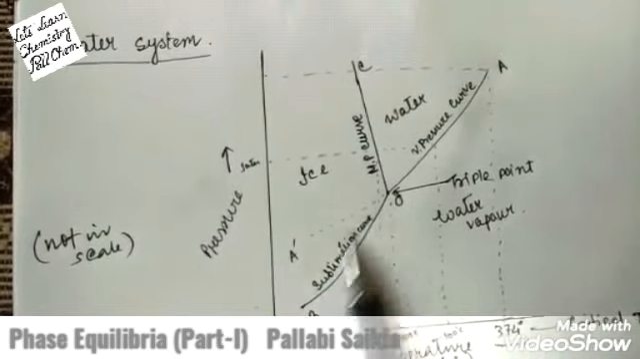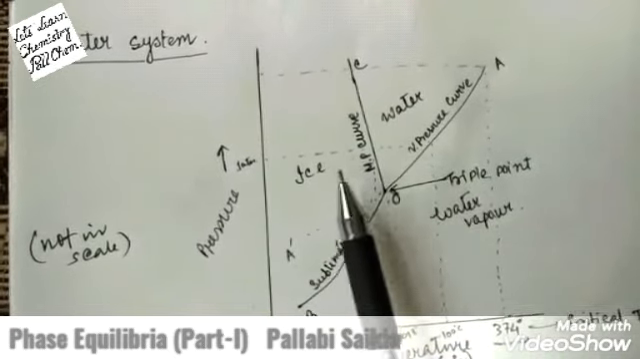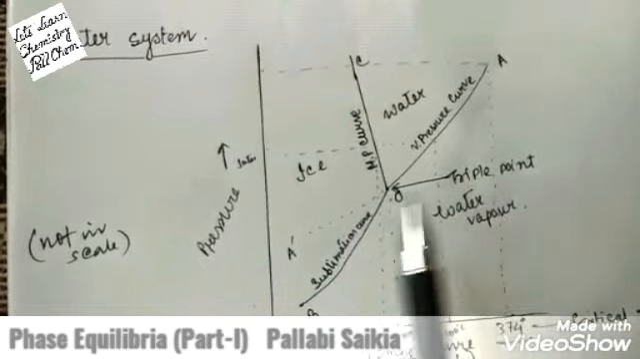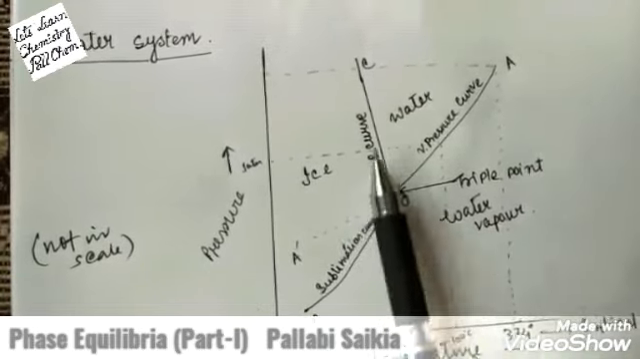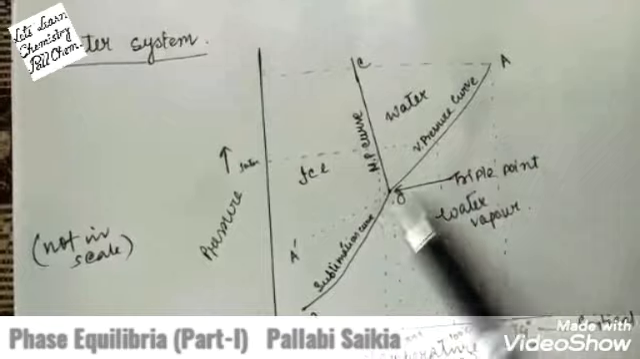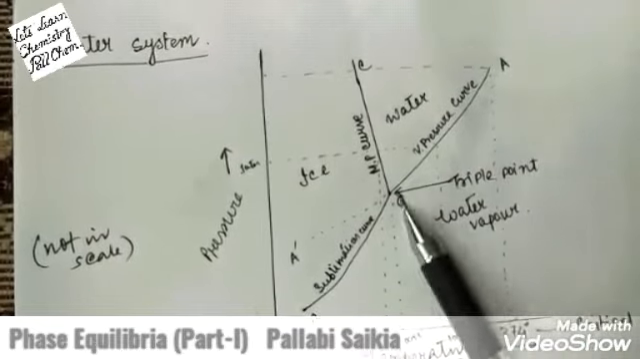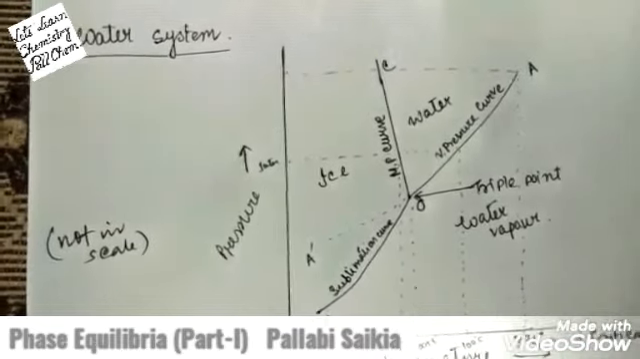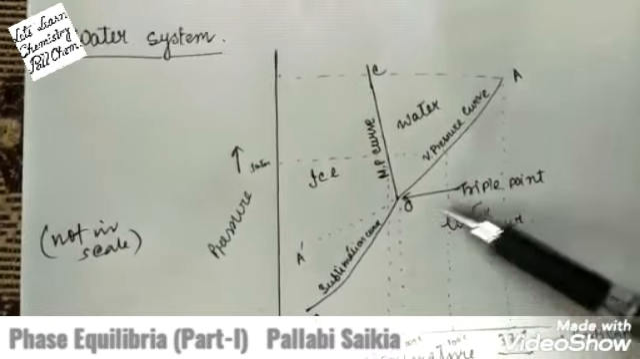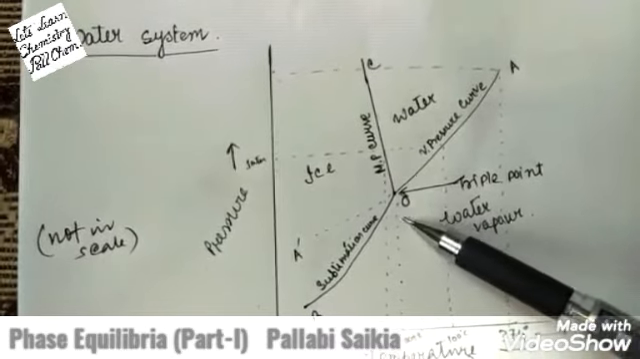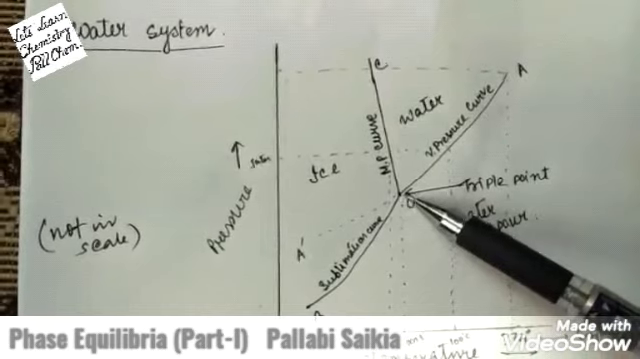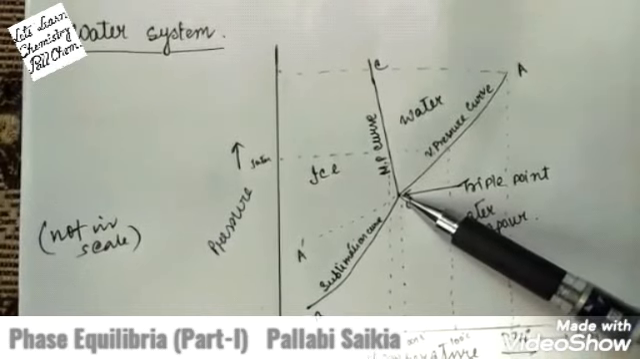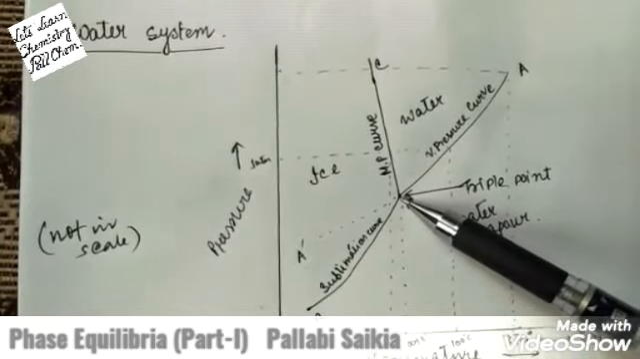On the left hand side of BO, it is ice, and on the right hand side it is water vapor. Similarly, COA is the water, AOB is the water vapor. And this O is the triple point where the degree of freedom is 0, where all the three phases are in equilibrium, they are coexisting.